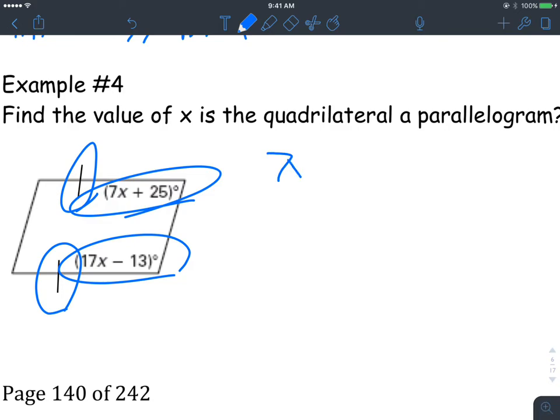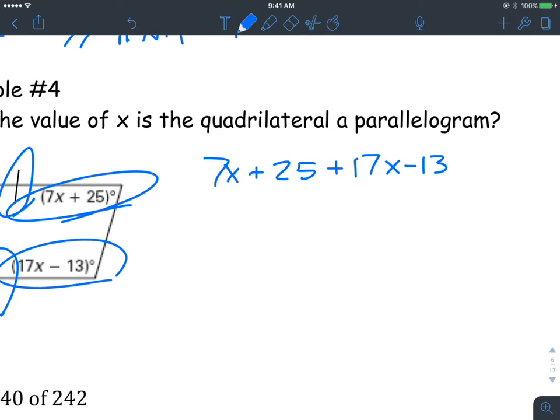So we'll just set these not equal to each other, but we'll set them equal when you do the sum of them to 180, since they should be supplementary there. All right, and I think that'll be something like 24x once you combine like terms, plus 12, and then equals 180. And then we'll subtract 12 from both sides, and then divide.